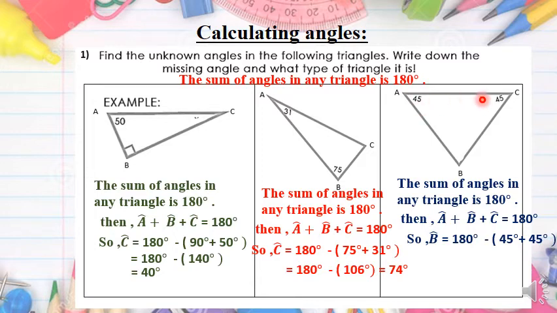So, add them. 45 plus 45 gives me 90 degrees. So, 180 degrees minus 90 degrees, the answer is 90 degrees. So, angle B is 90 degrees.